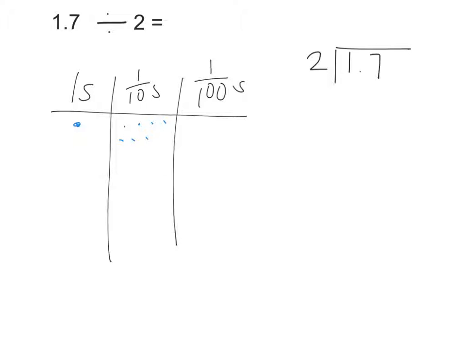So if I look at my ones, can I split that 1 into 2 equal groups? What does that mean I need to do? I need to regroup. So that 1 becomes how many tenths? 10. So if I count up all my tenths together, how many do I have altogether? Altogether I have 17. Now without drawing groups at the bottom, how many tenths could I get if I want to divide them into 2 equal groups?